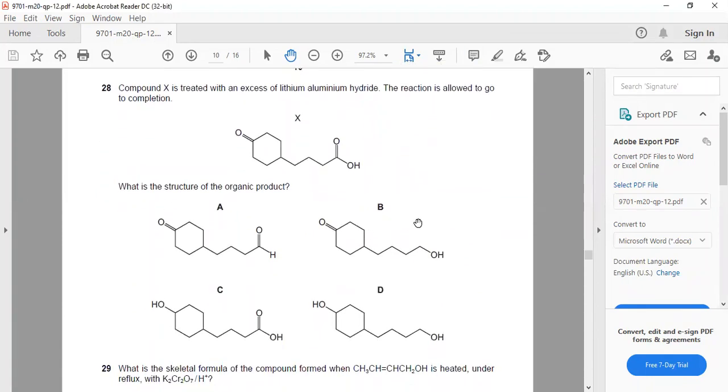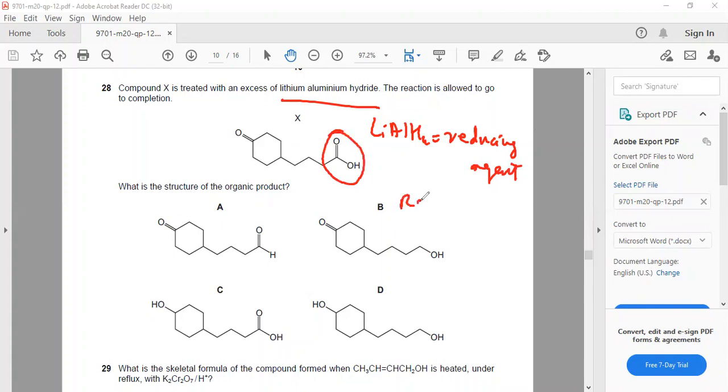28. Lithium aluminum hydride, LiAlH4, you must know it is a reducing agent. And a reducing agent reduces carboxylic acid into primary alcohol, and also ketone into secondary alcohol. So it means these two groups should be reduced.